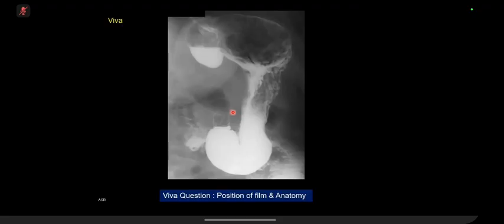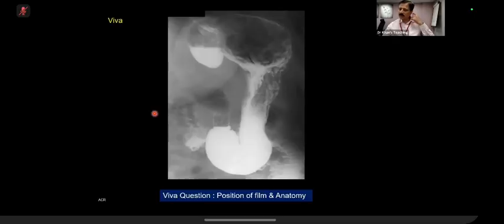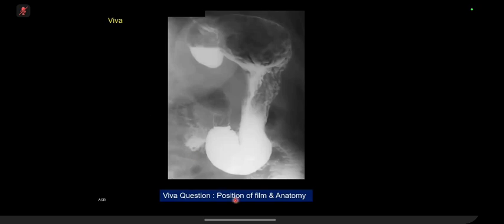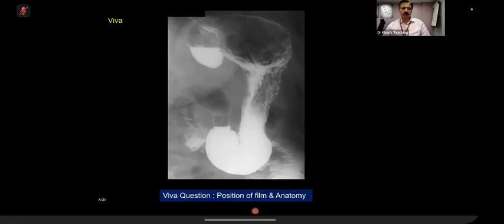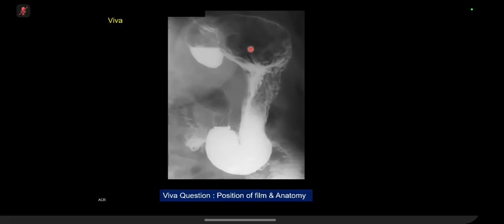First of all, tell me what kind of film is this? This is a barium meal examination. So what is the position of this patient when this film was taken? Prone. Supine. Or no. When there is air in the fundus, it means it's erect. Sorry. Okay, erect position, and in this position, what is your finding?